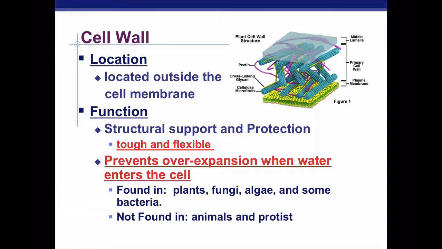And so plants have a cell wall. Fungi have a cell wall, some protists such as algae, and some bacteria, but it is not found in animal cells or other protists.